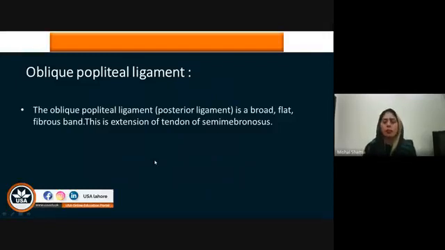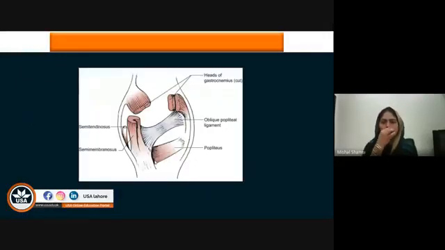It is not as important as the medial collateral ligament, lateral collateral ligament, or ligamentum patella, but its importance is that it is basically the extension of the tendon of the semimembranosus. So for the oblique popliteal ligament, or the posterior ligament, you have to learn that it is the extension of the tendon of the semimembranosus. You can see here the oblique popliteal ligament. Basically, this is the semimembranosus muscle, and you can see that from its tendon there is an extension of the ligament, the oblique popliteal ligament.